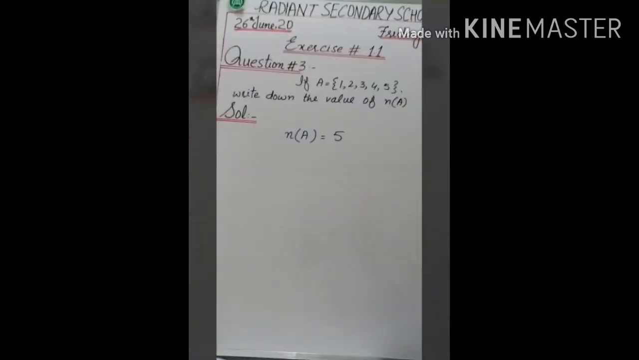Okay, the last question for today, that is question number 3. If set A is equal to {1, 2, 3, 4, 5}, write down the value of n(A). The set A is having the 5 elements 1, 2, 3, 4, 5. This is the set of first 5 natural numbers, and you have to tell the value of the number of elements in set A. Here n(A) stands for the number of elements in set A.